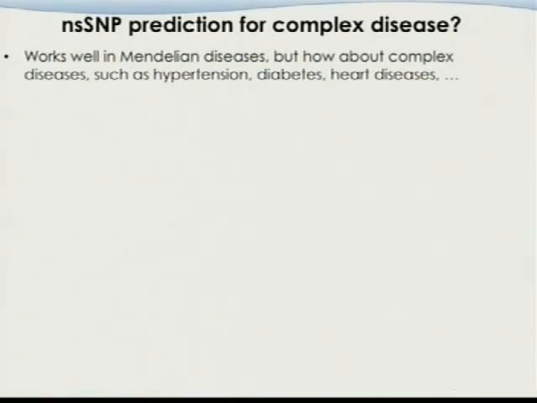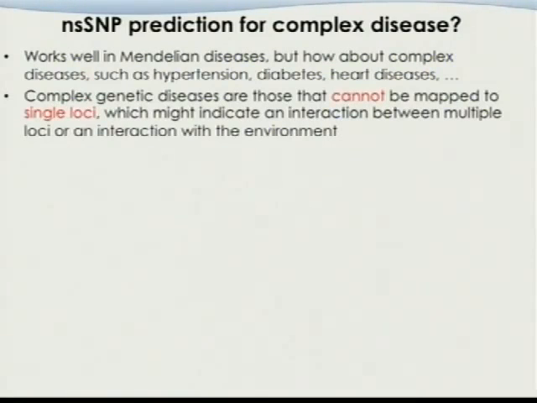And non-synonymous SNP prediction for complex disease. This really works well in Mendelian diseases, but how about complex diseases such as hypertension, diabetes, or heart disease? We really don't know about that. The reason that it's good for Mendelian disease is most of these algorithms are based on the assumption that evolutionarily conserved regions are less likely to be problematic. And sometimes for complex disease, this may or may not hold.